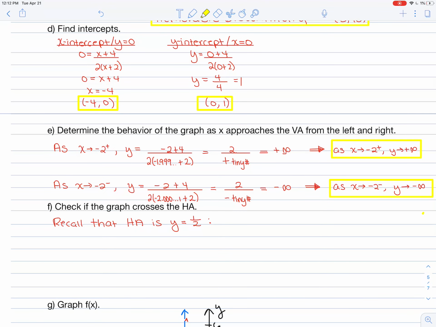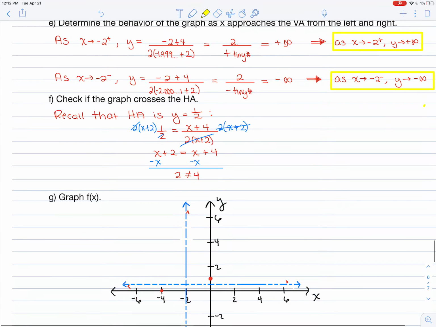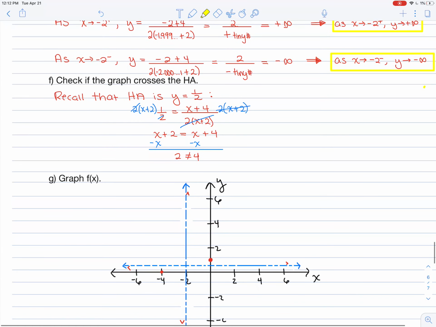Now check if the graph crosses a horizontal asymptote. Recall that our horizontal asymptote was y equals 1/2, so we're going to plug it into our function. Multiply both sides by the denominator so we can get rid of that. Subtract x from both sides, and we get 2 equals 4, which is not true, 2 does not equal 4. Therefore, our graph doesn't cross the horizontal asymptote. And now we're ready to graph.